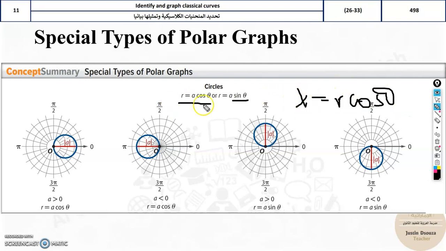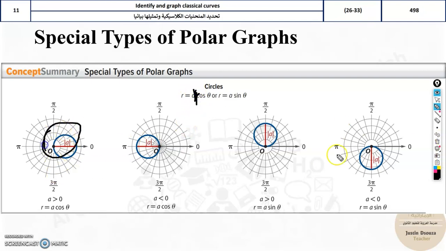So whenever we have cos theta, it will be relating to the x-axis. If you look closely, cos theta graphs are always along the x-axis. So it'll be either the right side or the left side. How do we know that? It's always on the x-axis, but which side? If a is greater than 0, that means a is positive, whether it is plus 1, 2, or just 1 or nothing, a positive sign, then it will be on the right side, the positive side. Whereas if it's negative, then it will be on the left side.